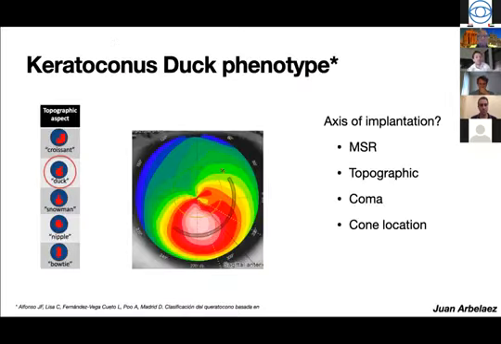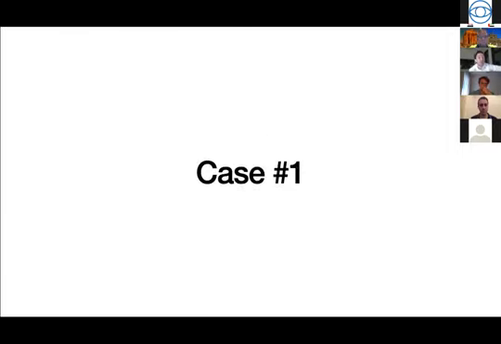I will focus the presentation on this because all the different shapes and types of keratoconus are calculated and treated a little bit differently. I get this question a lot: where do you implant the rings? In which axis do you implant? And the answer I always give is: it depends. For keratoconus dog phenotype, using the classification of Alfonso, we always have doubt where to implant those rings. Are we going to use the manifest refraction axis? Are we going to use the axis from the topography, the axis of the coma, or the cone location? There is always this doubt.